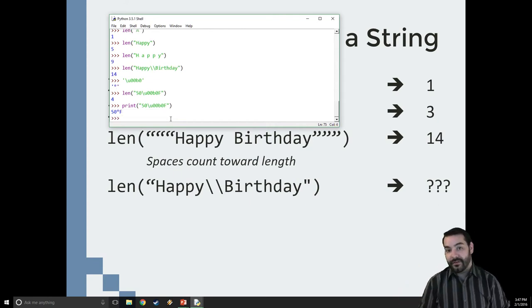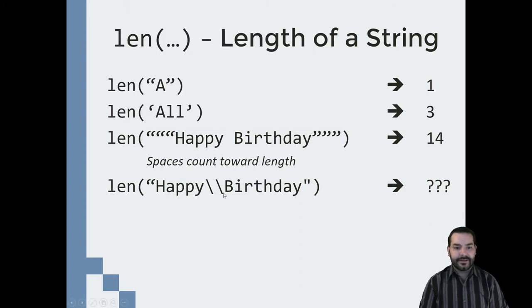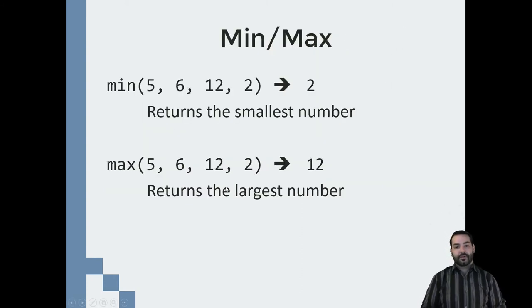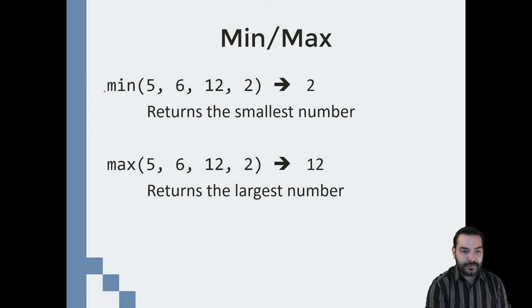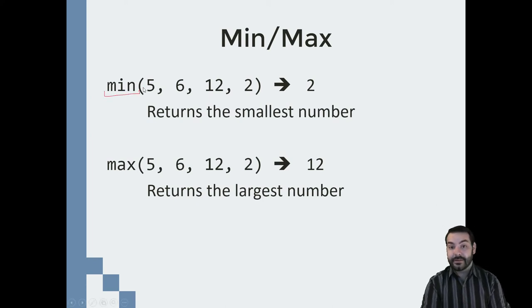We do also have some other neat, handy-dandy methods to work with. We also have this idea of min and max. And the same kind of concept comes into play here: if I happen to have, say for example, a group of numbers, I can use min to get the smallest number. If I have a group of numbers and I want to find the maximum, I can use max to find the maximum number.